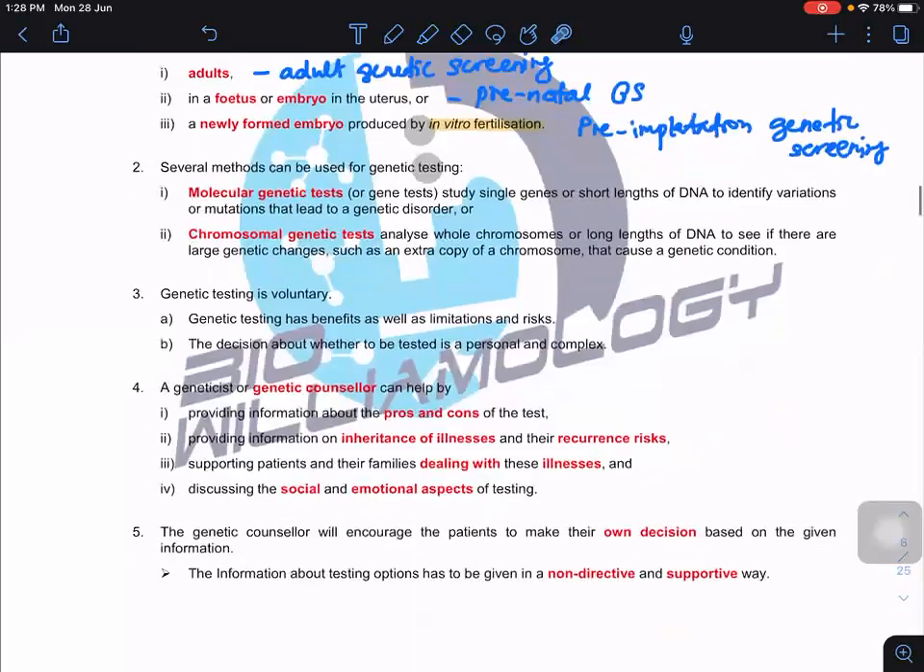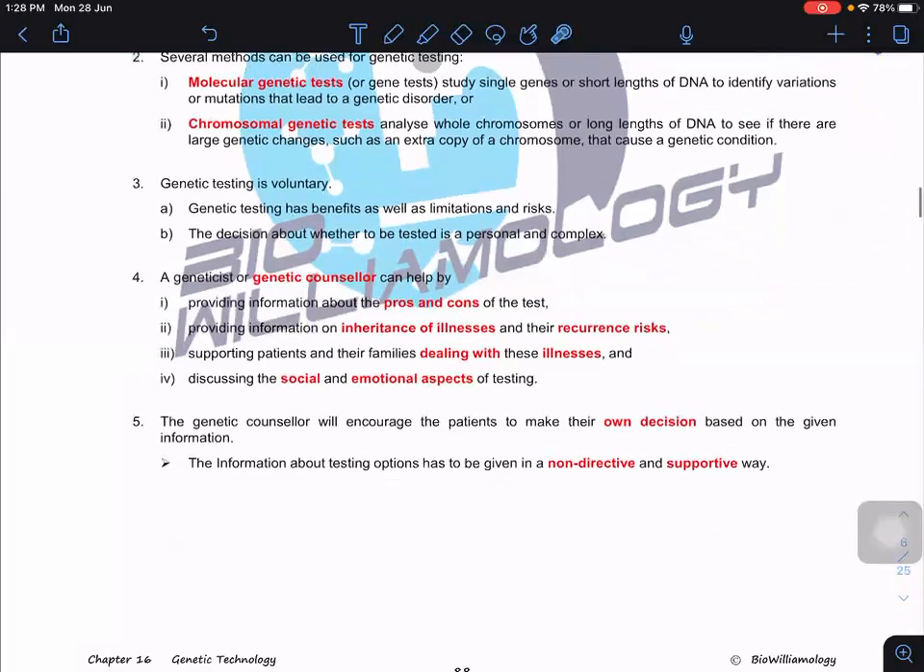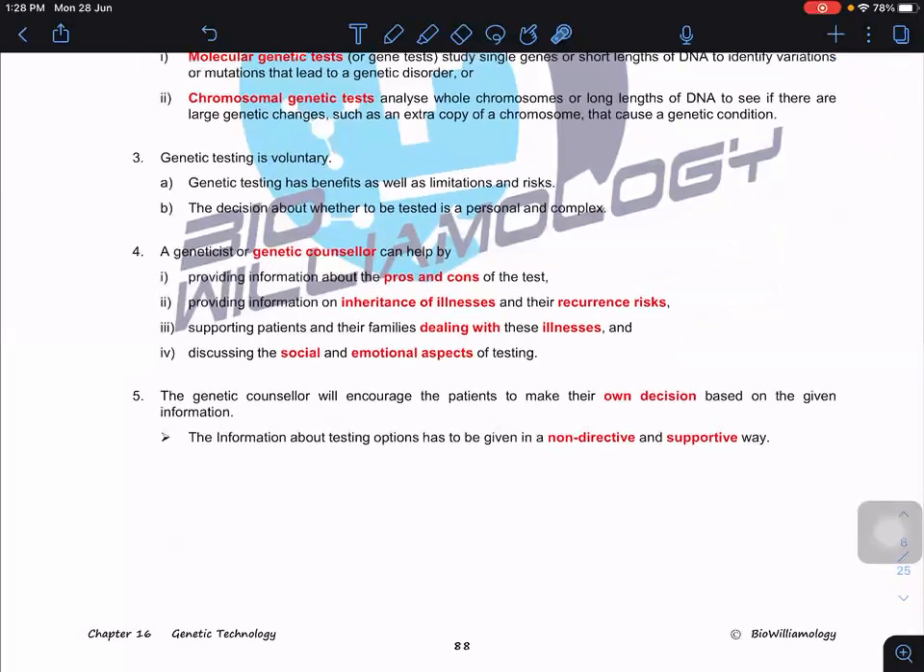Okay, so there are several methods that we can use. We can use molecular genetic testing to test a single gene only, where we want to check for particular genes, or chromosomal genetic testing, where we want to see whether there is any defect in the whole length of the chromosome, whether any mutation takes place or in terms of number. And we do know that genetic testing is voluntary. No one will force you. The decision about whether to be tested is personal and it's very, very complex.